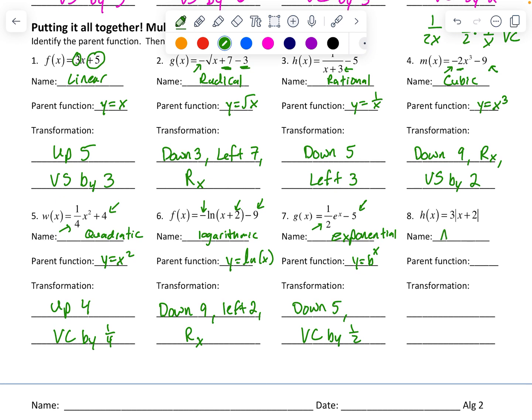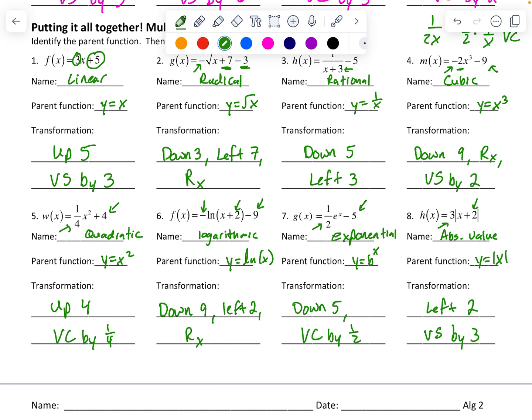Finally, we have an absolute value. So y equals absolute value of x. That plus 2 on the inside tells me left 2. There's a lot of left 2's on this one. And the 3 in the front tells me vertical stretch by 3.